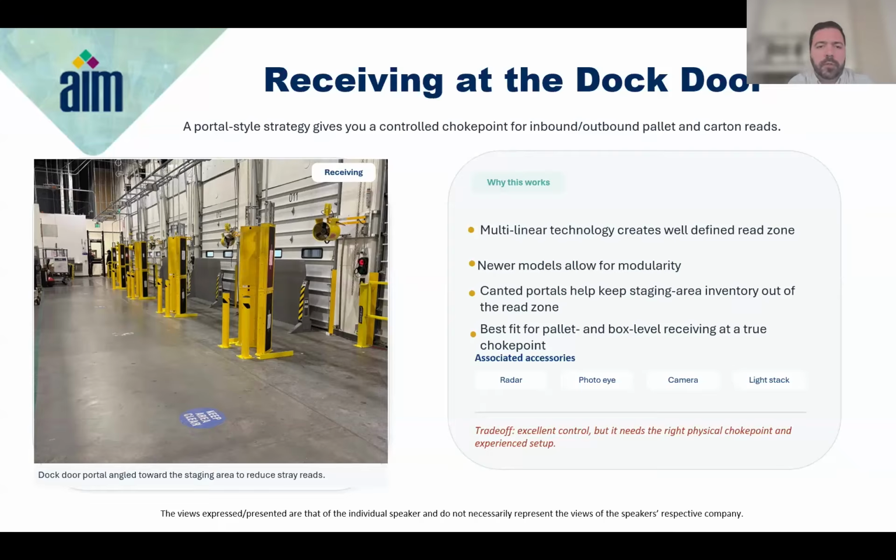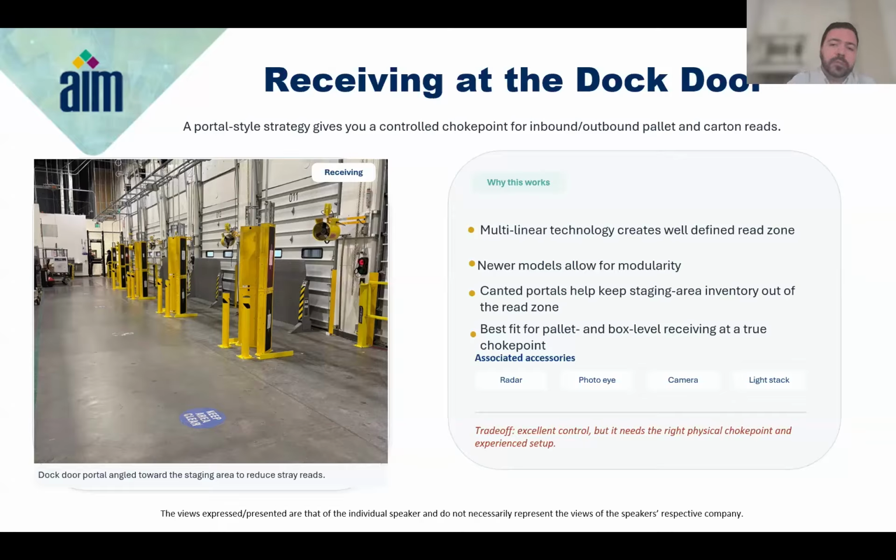If you look at that picture on the left, you can see we've angled and canted those towards the dock door. What that's going to do is help us from reading the staging area and help us have a better controlled read zone. Really what these are doing is reading only what passes through. With the correct tuning, installation guides, and design, we can really mitigate the risk of cross reads going into the truck, or any other systems that might be next door, just to focus on that particular shipping or receiving door. This is ideal for pallet and box level reads, whether incoming or receiving.